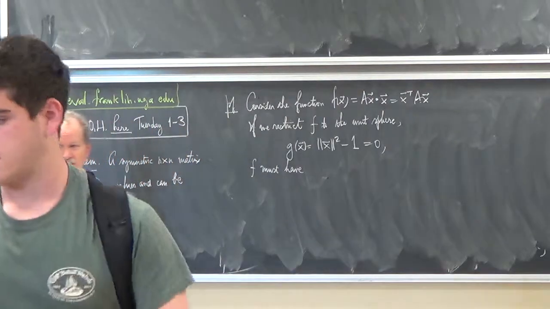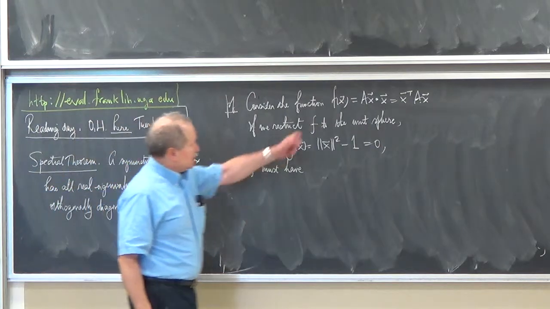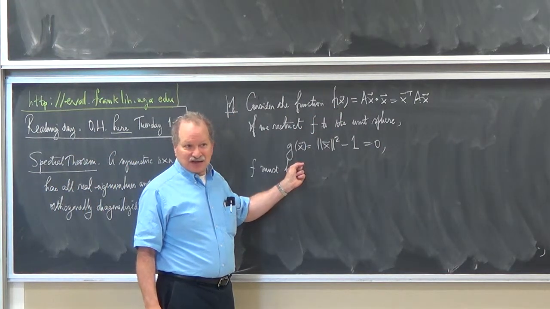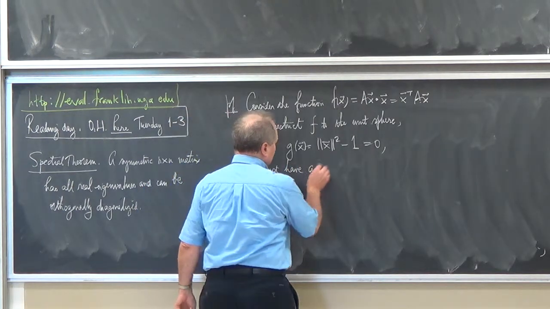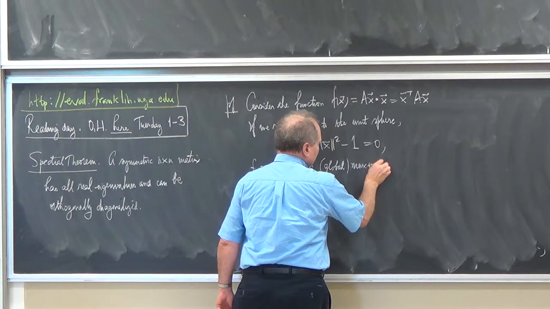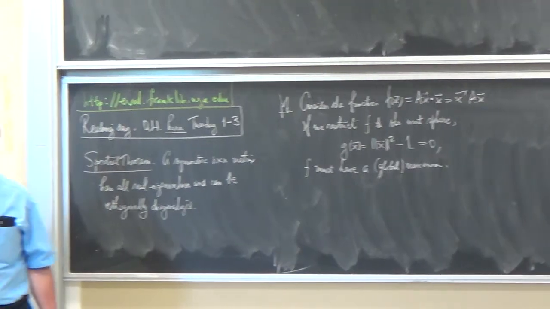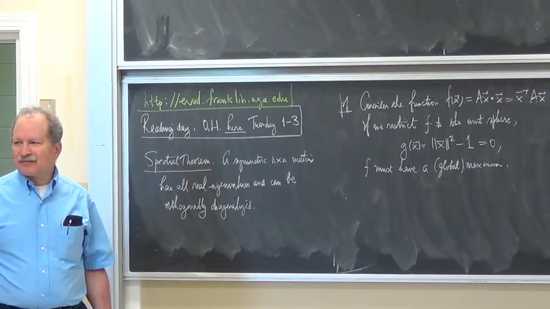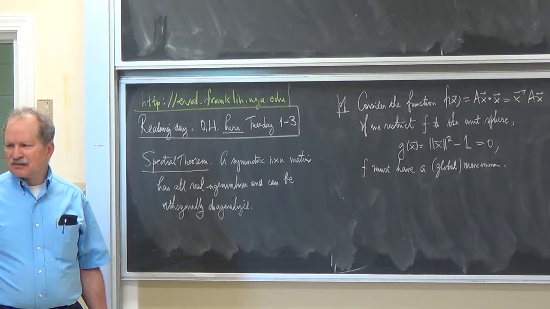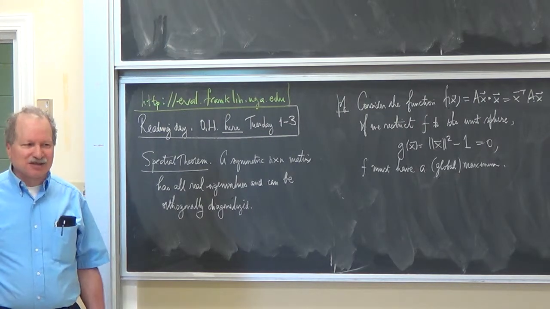It has a global max and min. Continuous function, compact set, you're guaranteed a maximum and minimum. So F must have a global maximum. And what must happen at that global maximum? How do you go hunting for the max point? Gradient zero. So you can use Lagrange multipliers.